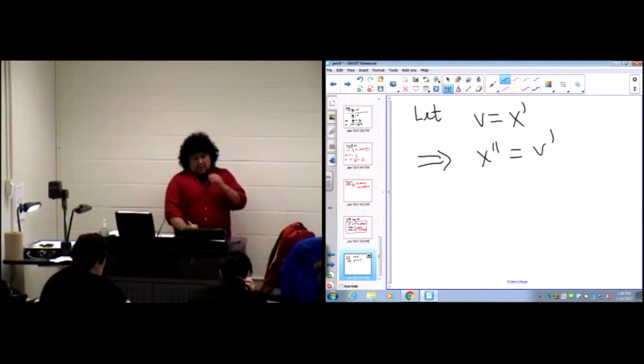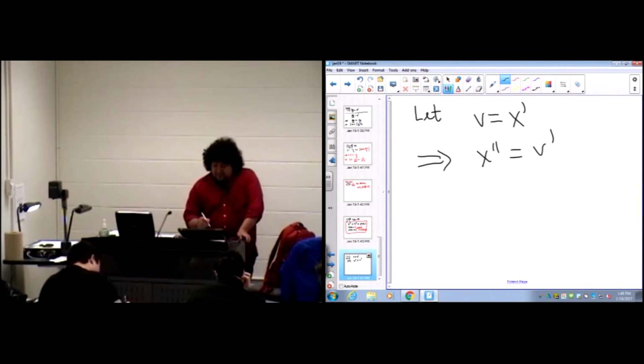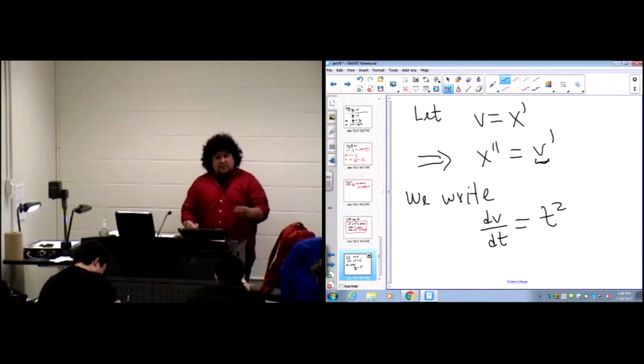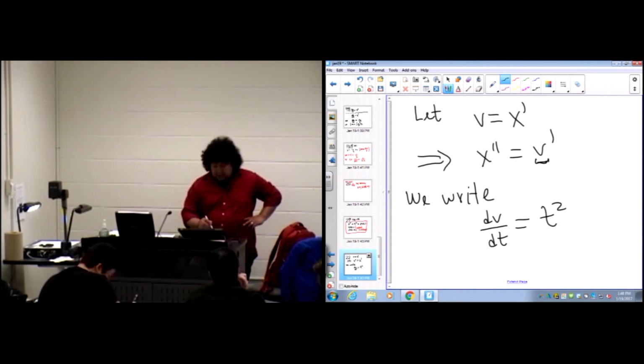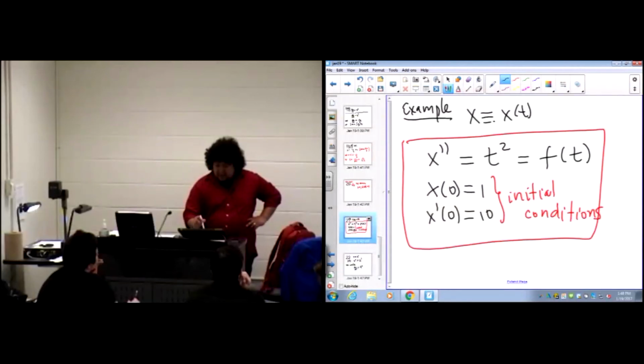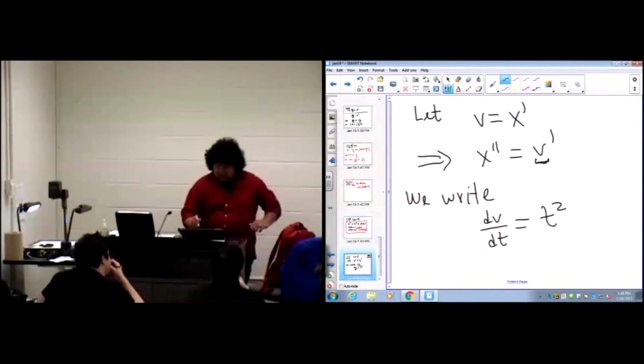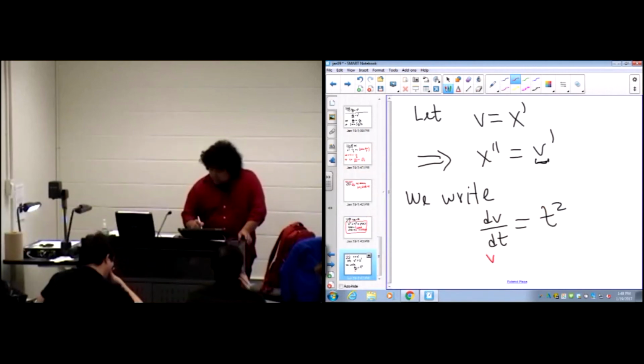With this notation, this is still all a function of t. So we would write that the first derivative of v is equal to t squared, because that was the information we originally had. Importantly, we had one of the initial conditions. We had the second derivative of x is t squared, and one of the initial conditions is x prime at 0 is equal to some value, but x prime is v. So we can write this problem with initial condition v of 0 equals 10.